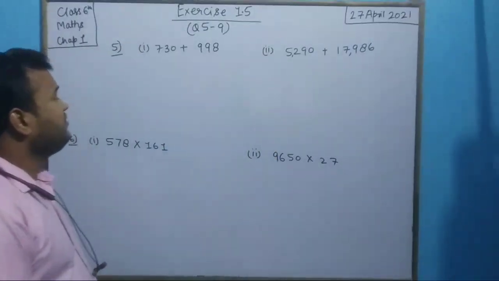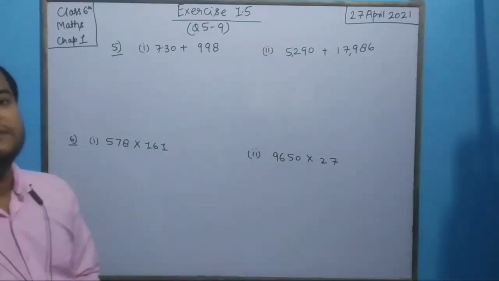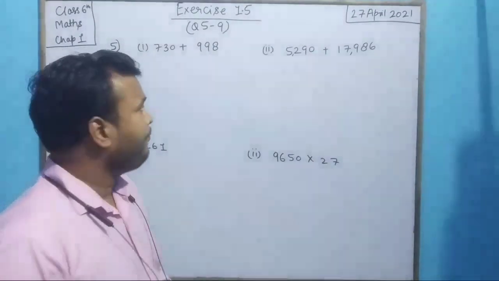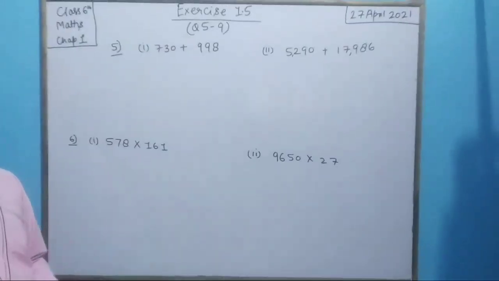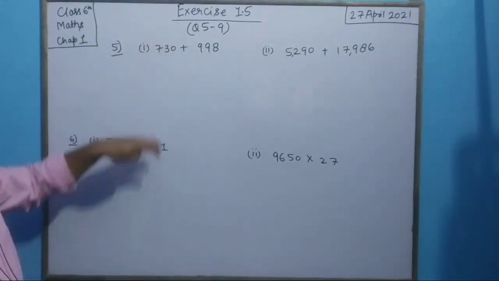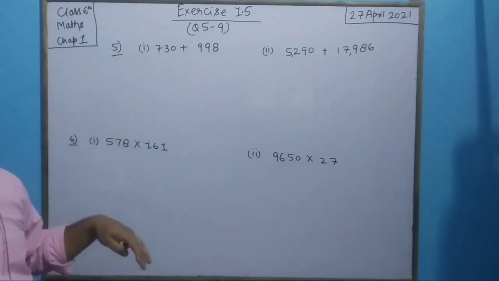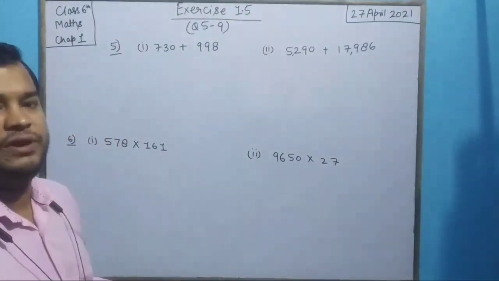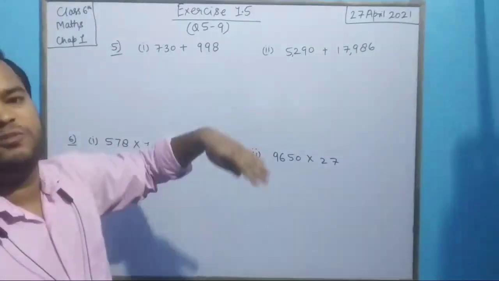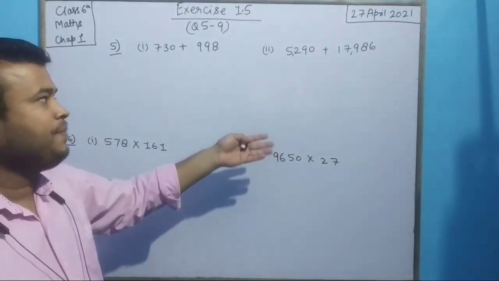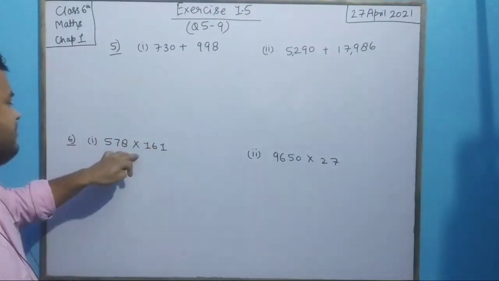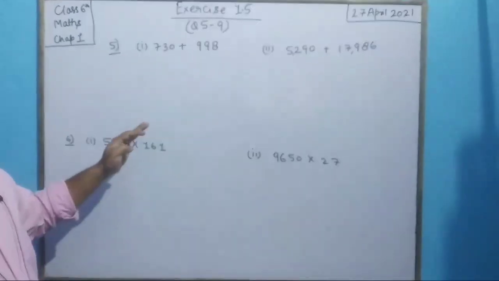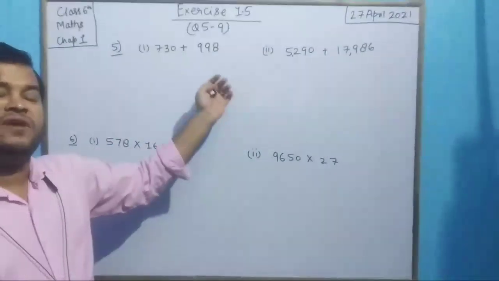And last time we discussed up to question number 4 of exercise 1.5. Now this whole exercise is based on rounding off. We have to round off to the nearest tens, nearest hundred, or nearest thousand place. The fifth question and the sixth question are both of the same type, but there is a little difference. We have to round off to the greatest place which is possible. Here we have to operate addition, and in this we have to operate multiplication. The maximum place they have, we have to round off to.